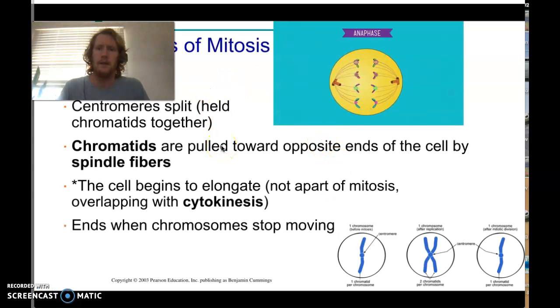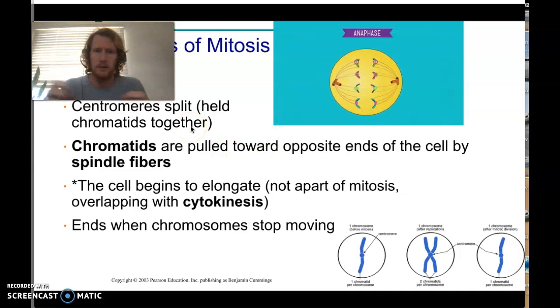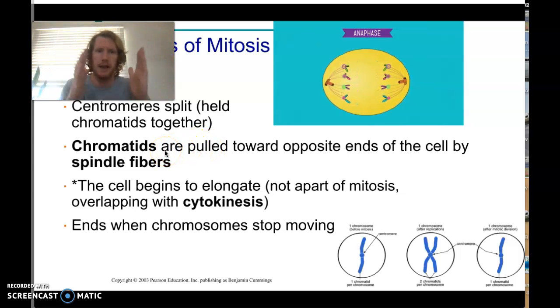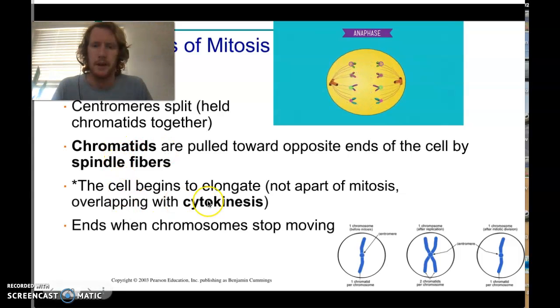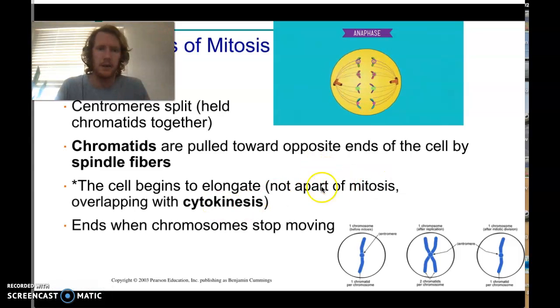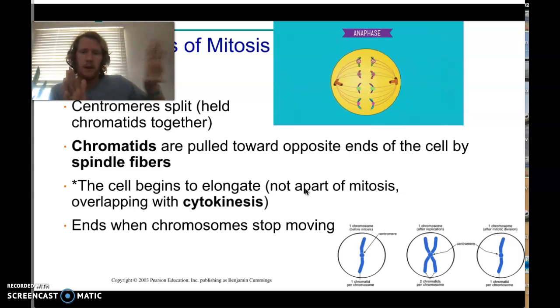All right, so then we have anaphase, the A in PMAT. The centromeres split, so the center piece of the chromosomes splits. So now these chromosomes can be pulled apart, right? The chromatids, each half of that chromosome, which are exact copies of each other, are pulled apart by the spindle fibers. The cell is starting to elongate, so you see it's turning oval shaped because it's going to split down that middle. This is where cytokinesis starts to happen, which remember is different than mitosis.